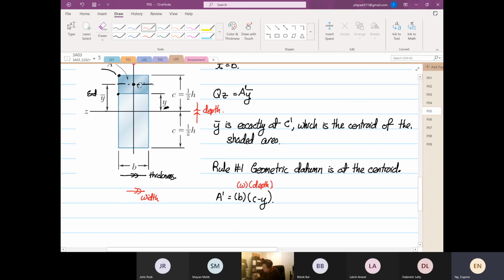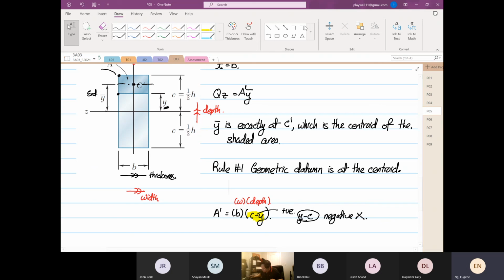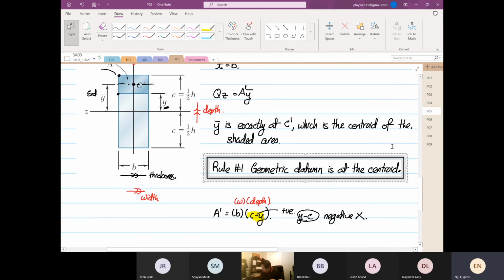But an interesting feature is this. We start with c, and then we minus y. The reason we do that is that this yellow term will be positive. If we do y minus c, this term over here will be negative. Physically, it's not possible to have a negative area. It has to be a positive area. So with that, we created rule number 2. You got rule number 1, that the geometric datum is at the centroid. Rule number 2: because the area has to be positive, we come up with rule number 2.